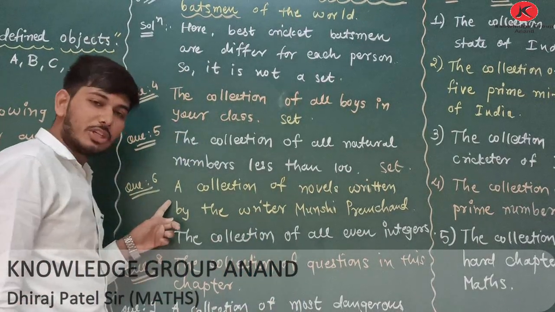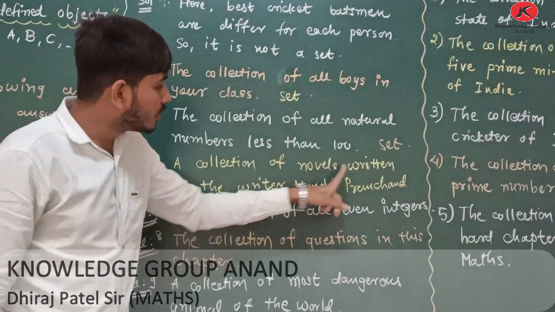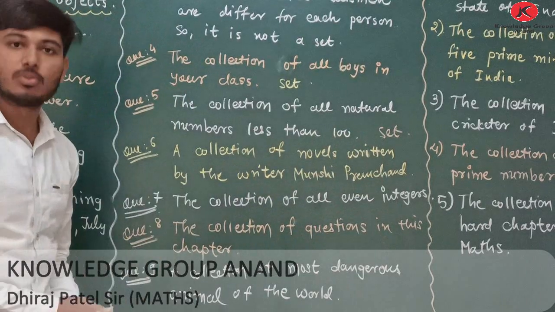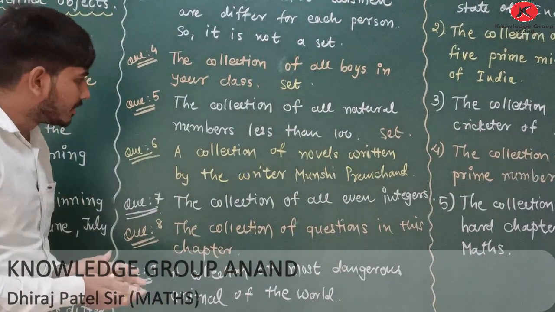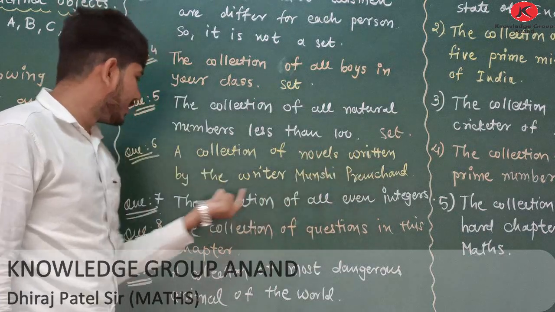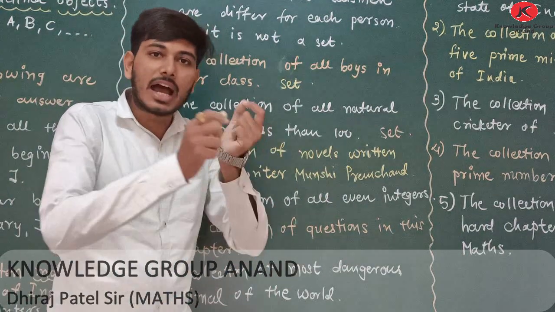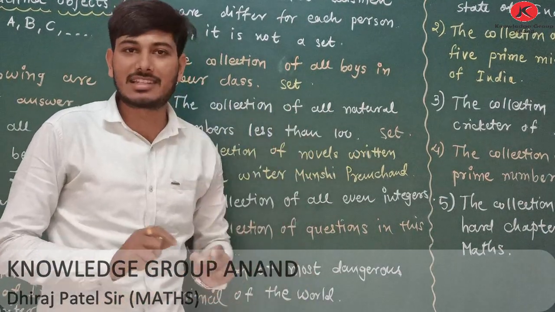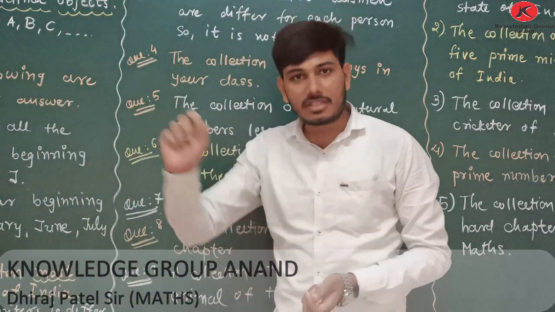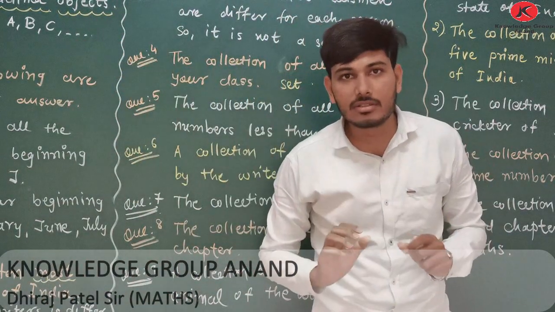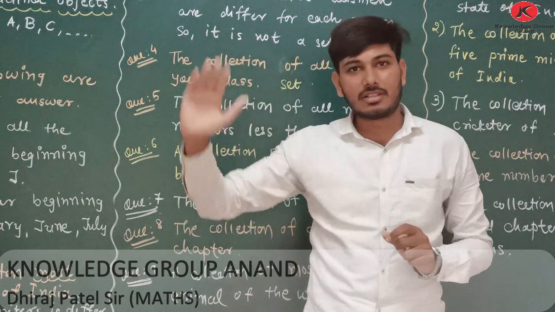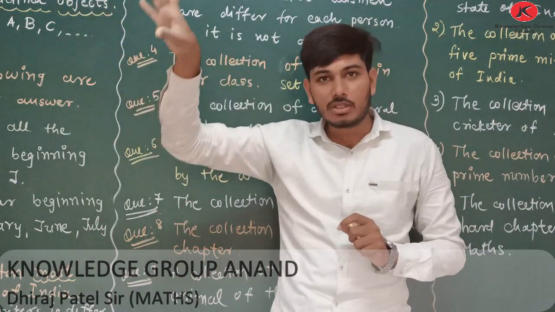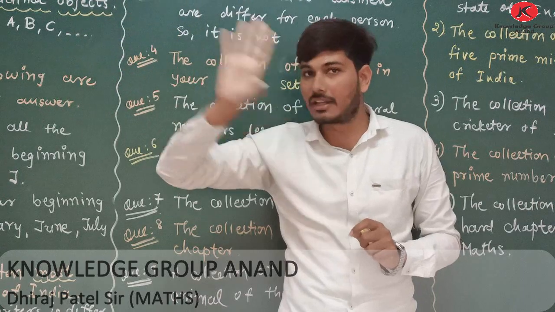Now, we are going for question number 6. A collection of novels written by the writer Munshi Premchand. Munshi Premchand is the writer, and we take all the novels written by him. If I am listing all the novels written by Munshi Premchand, then suppose it is 7. I don't know the names, but the names are in Google. You can ask Google. The collection or list of these 7 novels is there.